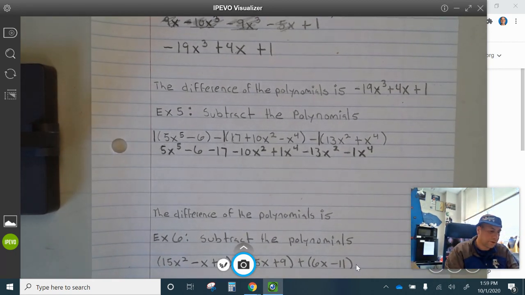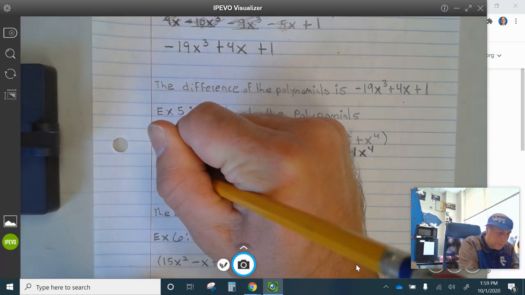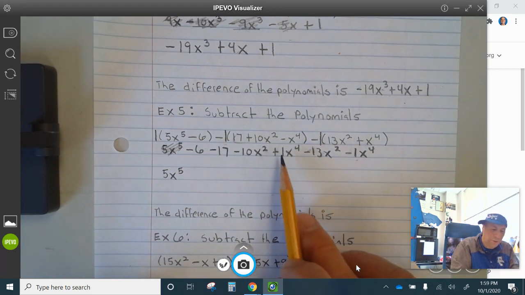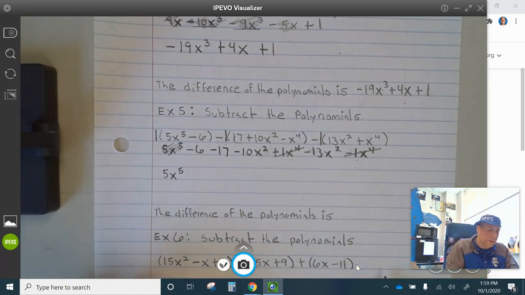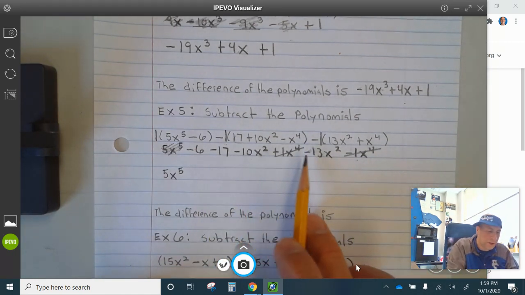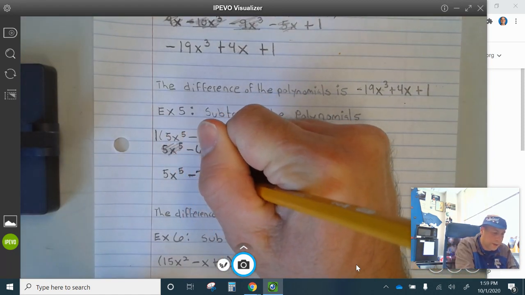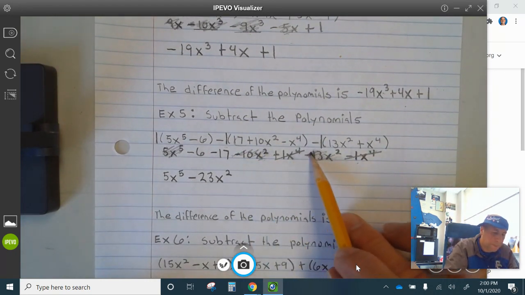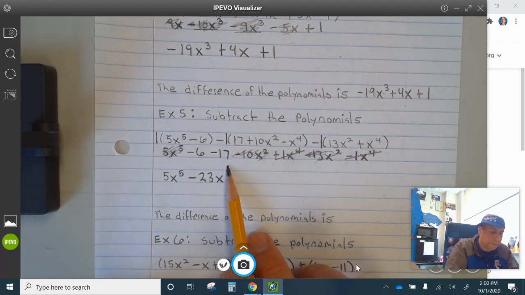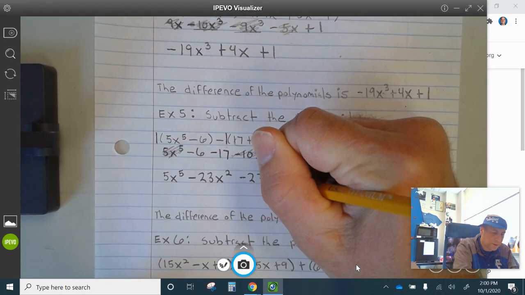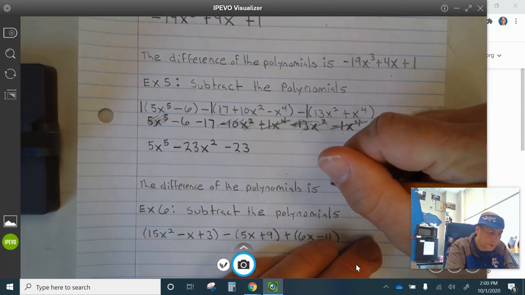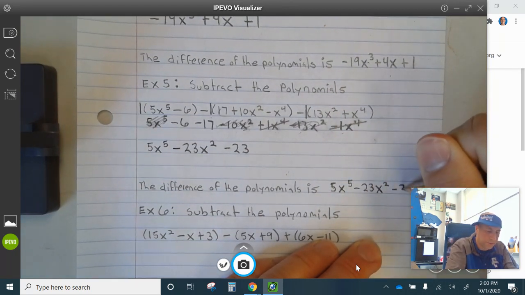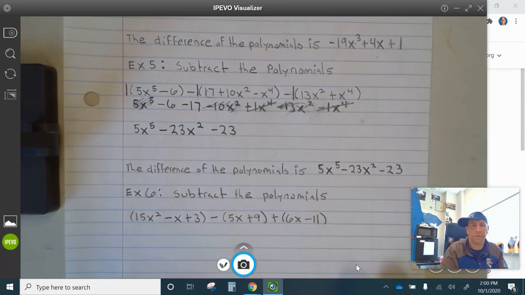So then let's look at the highest exponent. So that's to the 5th. So that's 5x to the 5th. We're done with that. We have to the 4th. We have 1x to the 4th minus 1x to the 4th. Those cancel. So now we look at cubed. We don't have. Now we have squared. Negative 10x squared and negative 13x squared become minus 23x squared. Okay, so we're done with these. Now we have negative 6 minus 17 is a minus 23. So the difference of the polynomial is 5x to the 5th minus 23x squared minus 23. All right, go ahead and finish up example 5.